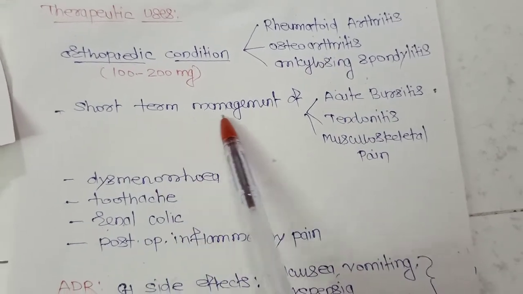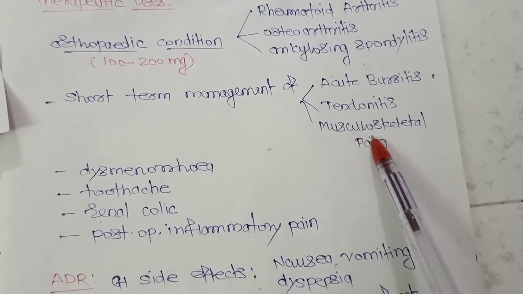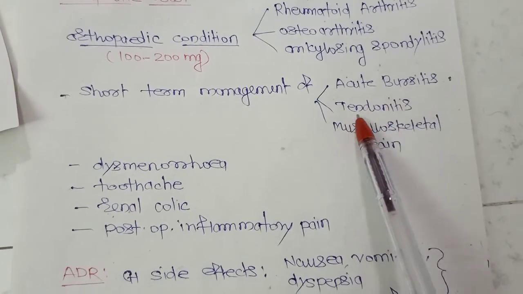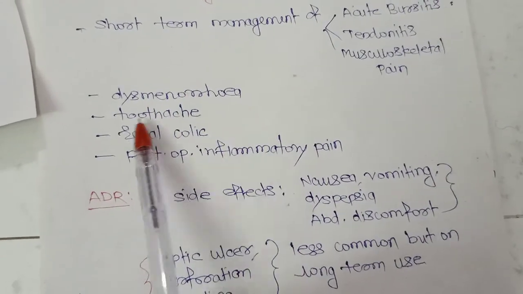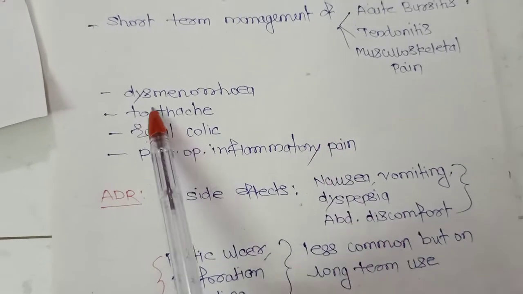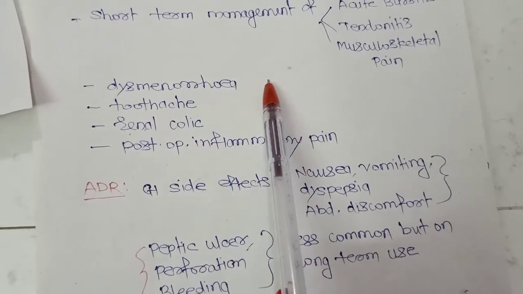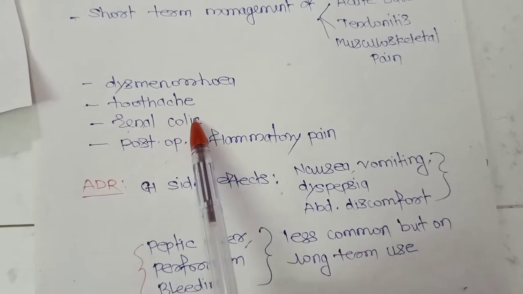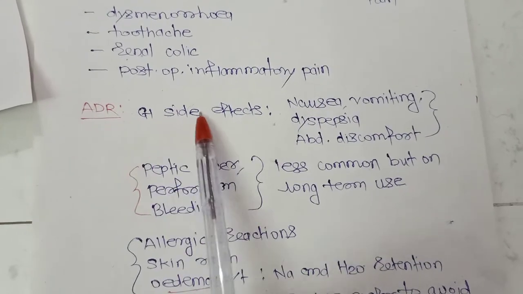It is also used in the short-term management of acute bursitis, tendinitis and musculoskeletal pain. It is also useful in dysmenorrhea, that is pain during menstruation, toothache, renal colic and post-operative inflammatory pain.